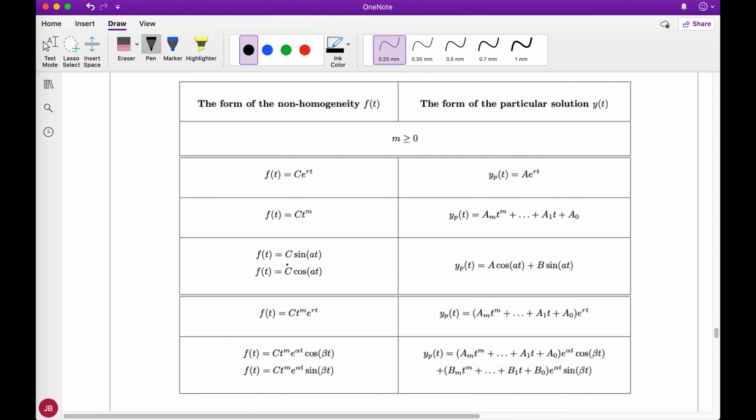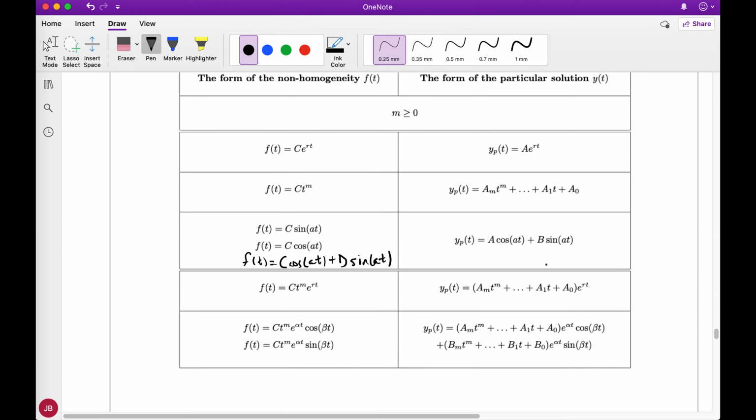Okay. Here, with sines and cosines, in both cases, you got a times cosine of that type plus b times sine of that type. And you could even put here if f of t is actually a combo of these two. So let's say c cos at plus d sine at, right? That would also be a case where you would just use this right here. And we discovered that a few pages ago. Okay, so here are the new ones.